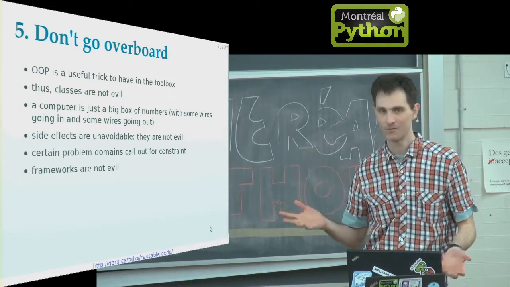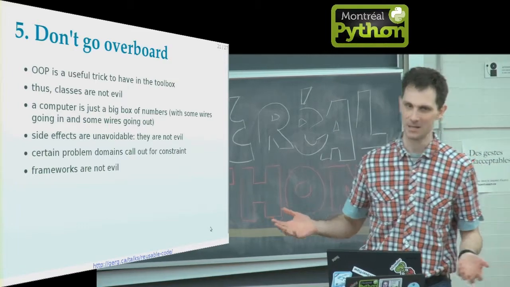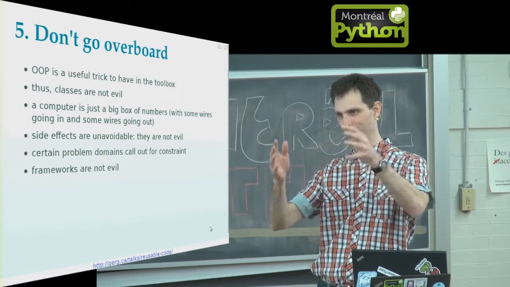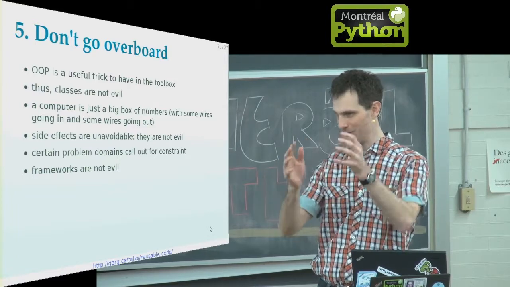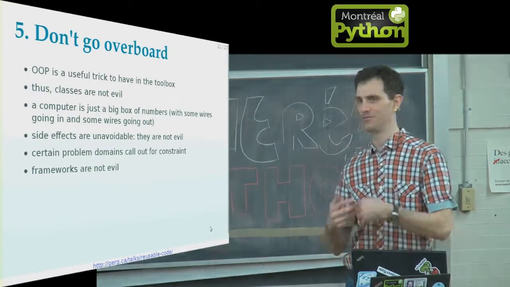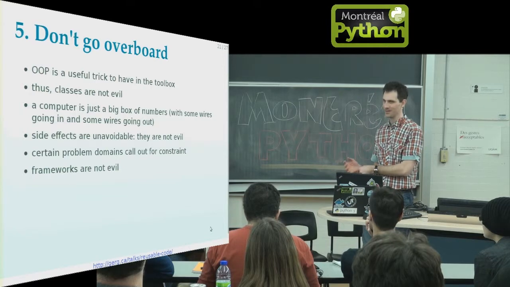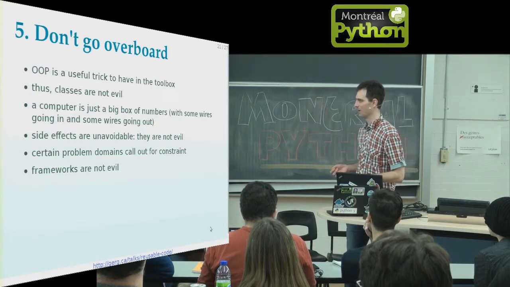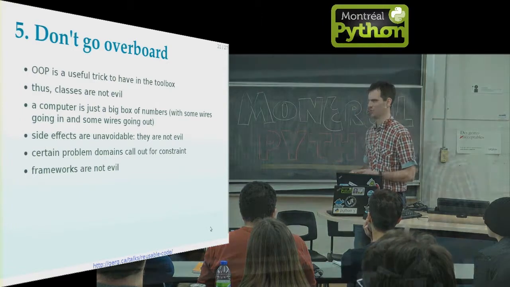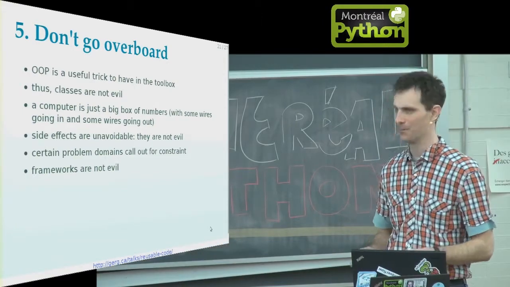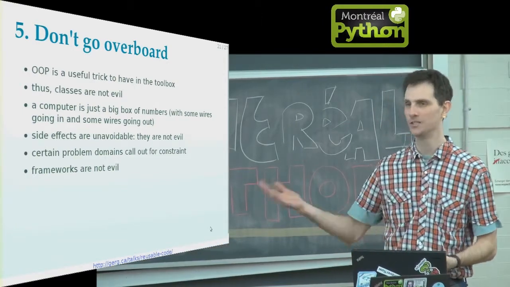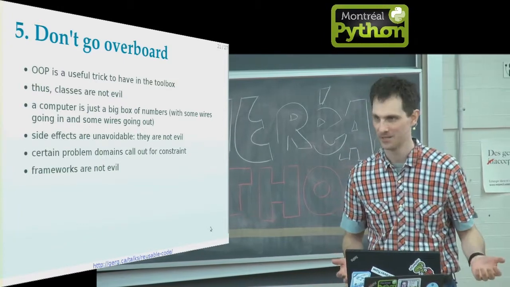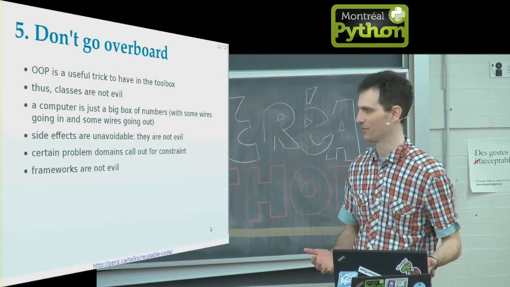And finally, frameworks are not evil. Certain problem domains, I'm looking at you, web development, really call out to constrain the developer down a well-known path of the right way to do it. If you stray from the path, bad things happen, which is why there are so many frameworks for web development, because there are so many wrong ways to do it. Certain problem domains really call out for a framework. Many, many problem domains do not. You don't have to write a framework for everything.